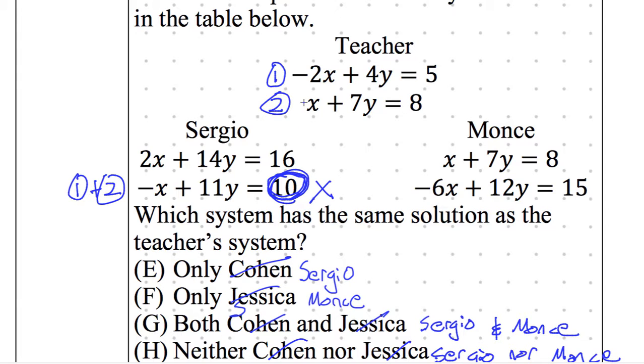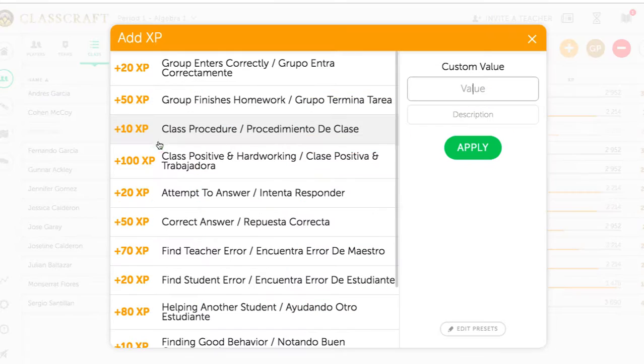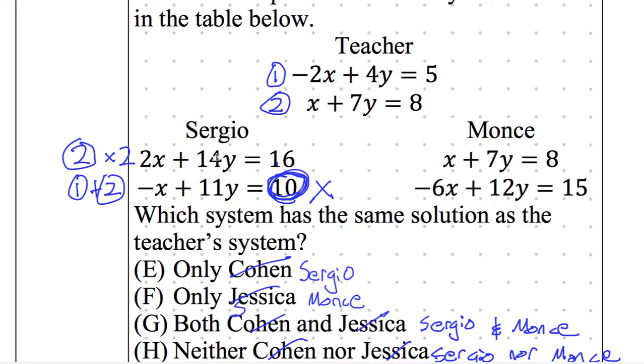I did something to equation 2. X went to 2x, 7y went to 14y, 8 went to 16. What's the commonality? Yeah, you multiply the second equation by 2. We multiplied equation 2 by 2, and is that correct? Let's see, 2 times x, 2x, 2 times 7y, 14y, 2 times 8, 16. That one was good, but because one of them was bad, Sergio does not have the same answer.